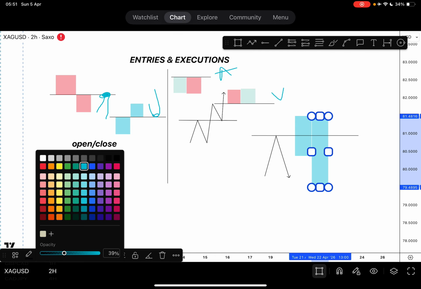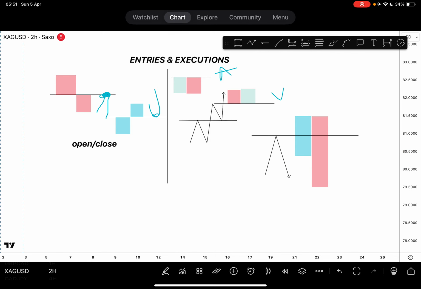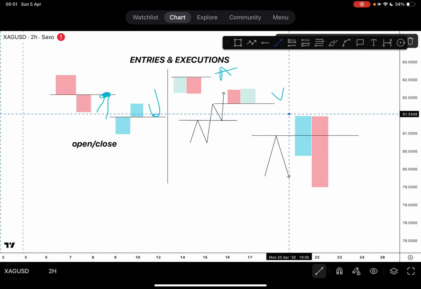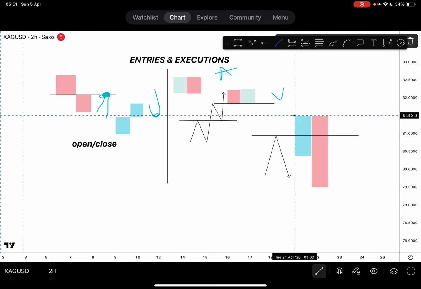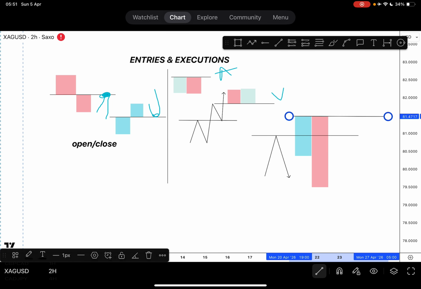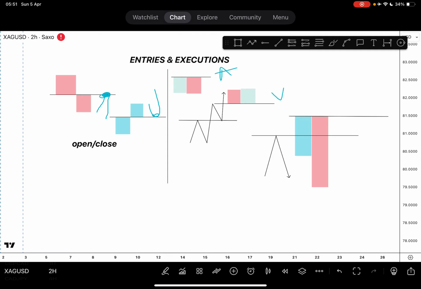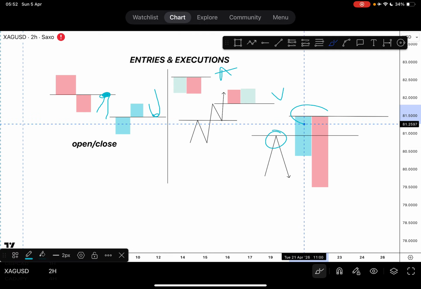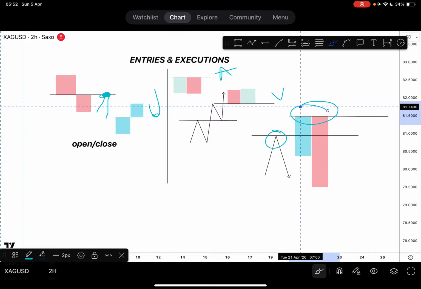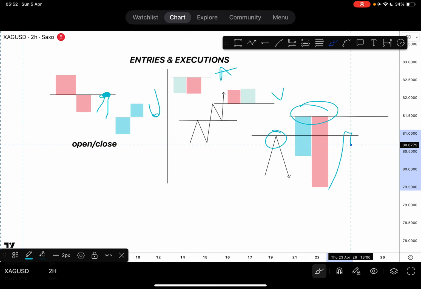And then what happens? These two candles have now created another key level, which is another H shape. So the market has created what? An H shape here, an H shape here. So definitely the market needs to come into this level and sell.